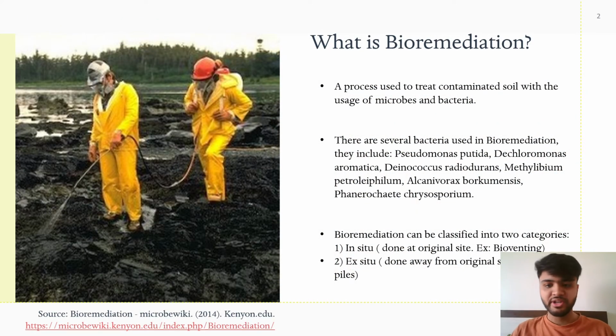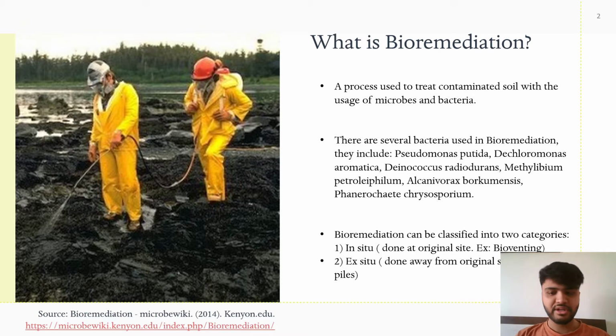What is bioremediation, you may ask? Bioremediation is a process where land or the toxic land is treated with injection of microbes or bacteria. So the microbes or bacteria eat the organic solvents or the toxic waste, and the land is recovered after all. That process is called bioremediation.